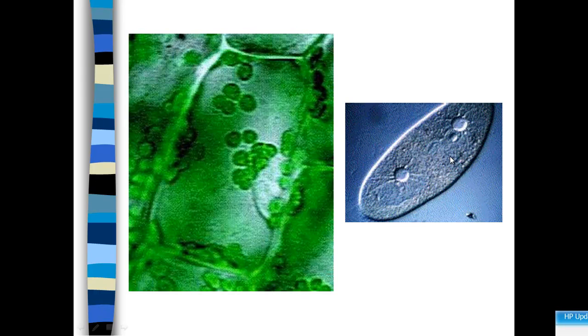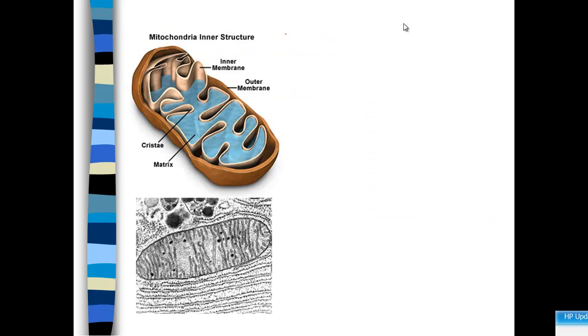Over here is a contractile vacuole. Contractile vacuoles will swell, like you see in this particular photo, and when they swell, they then will move to the plasma membrane and release water from the cell. So contractile vacuoles help the cell get rid of water.